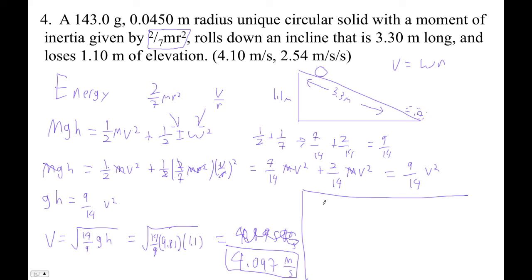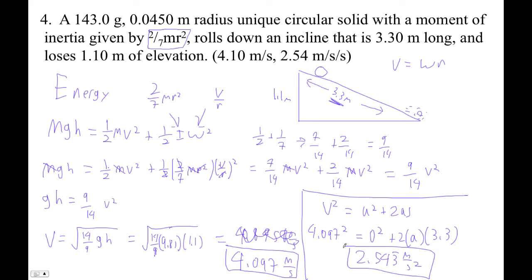I don't know why. And then we want to find the acceleration. So v squared is u squared plus 2as, and we'll use the length of the plane here. So 4.097 squared equals 0 squared plus 2 times the acceleration times 3.3. Okay, so I'm going to square the number I've got there, divide by 2, divide by 3.3, and I get 2.543 meters per second squared. Very cool.